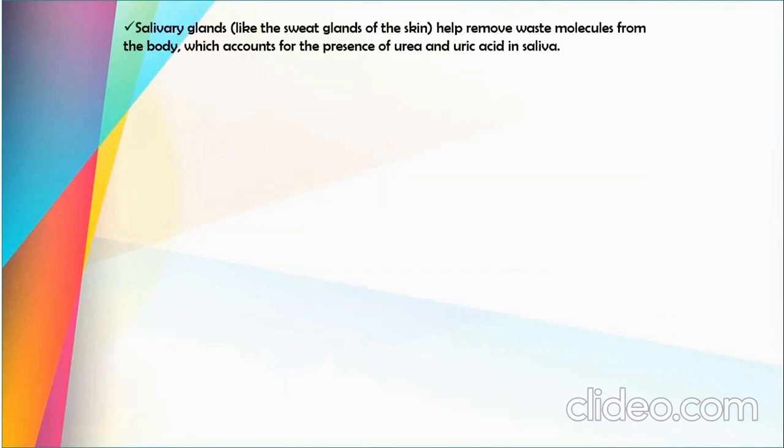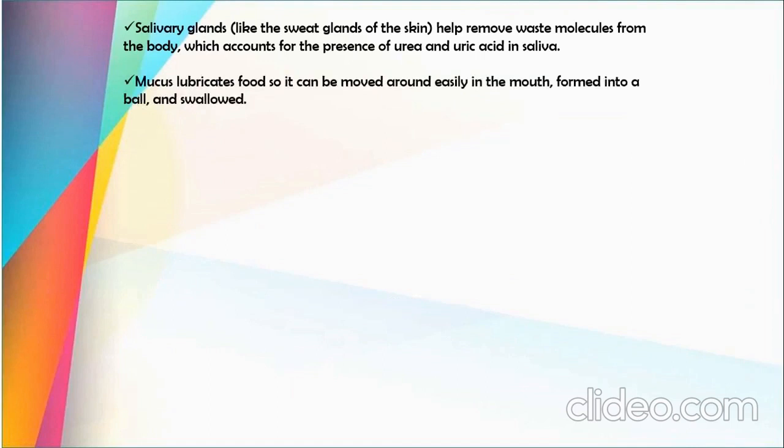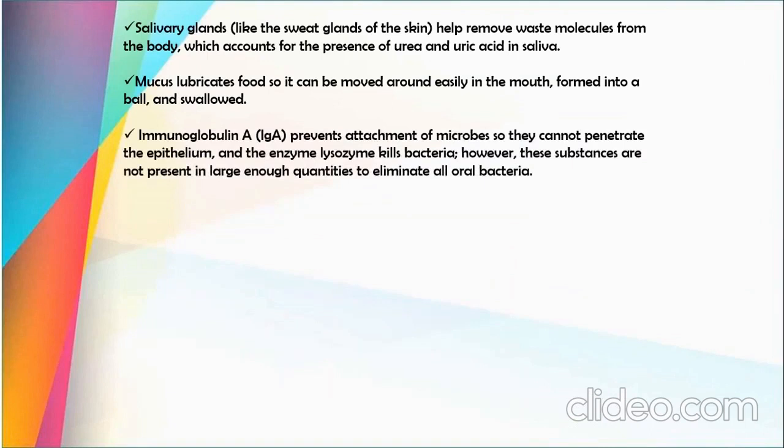Salivary glands help to remove waste molecules from the body, which accounts for the presence of urea and uric acid in the saliva. Mucus lubricates food so it can be moved around easily in the mouth, formed into a ball and swallowed. Immunoglobulin A, or IgA, prevents the attachment of microbes so they cannot penetrate the epithelium, and the enzyme lysozyme kills the bacteria. However, these substances are not present in large enough quantities to eliminate all oral bacteria.